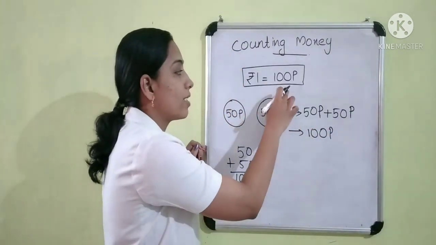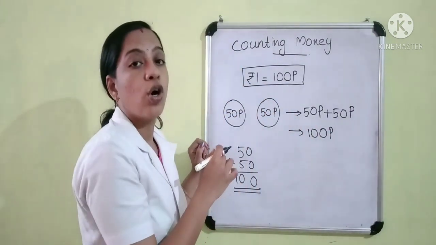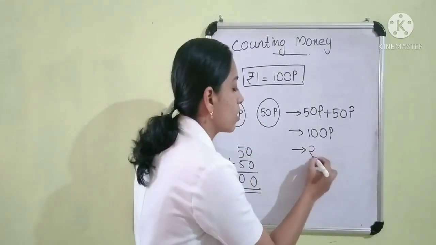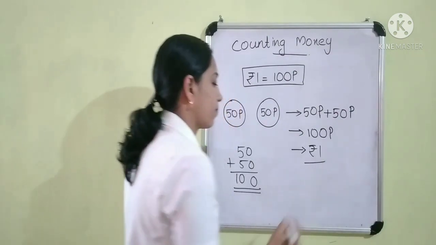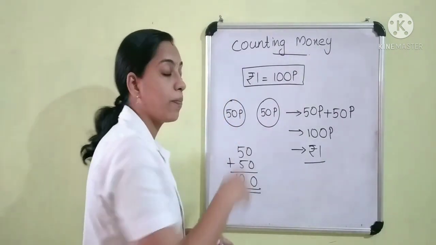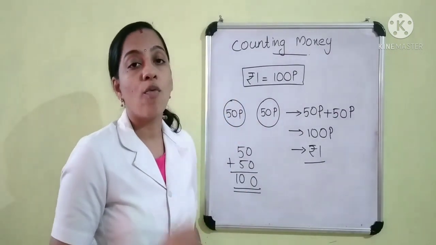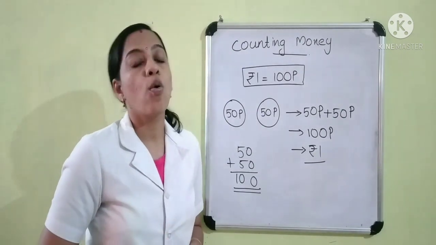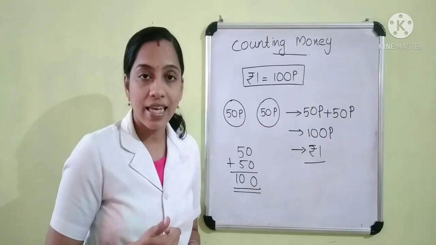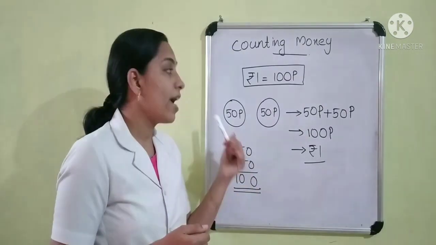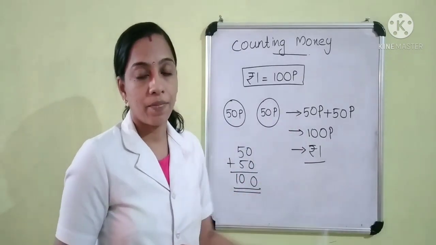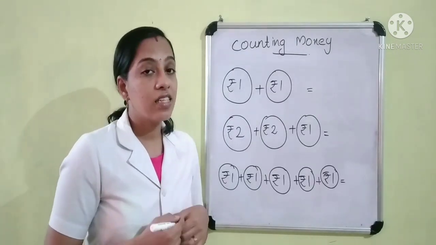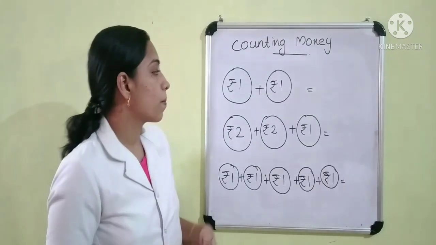We learned 100 paise is equal to rupees 1. So, we can say that the total amount is rupees 1. That is two 50 paise coins make 1 rupee. Two 50 paise coins make 1 rupee. Is it clear? Yes. In this way, you can count the money. Right, children? Yes. Children, let us solve some more examples.